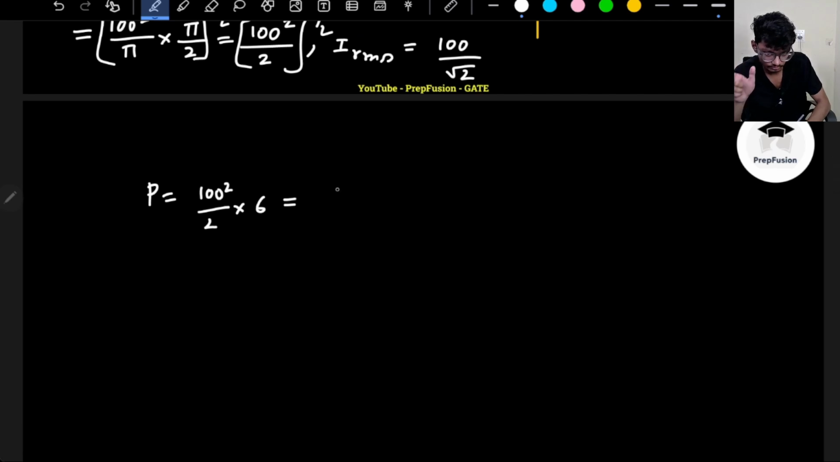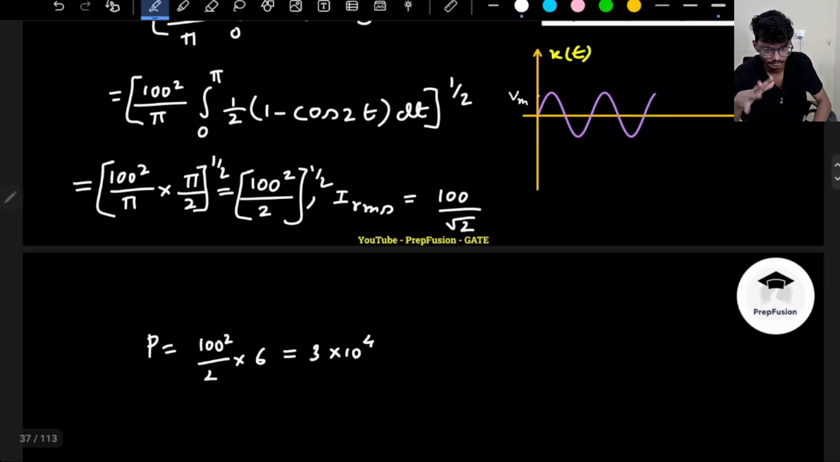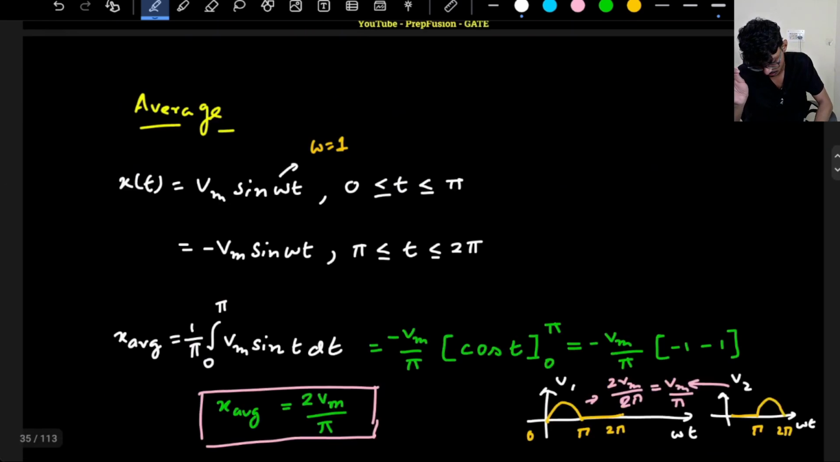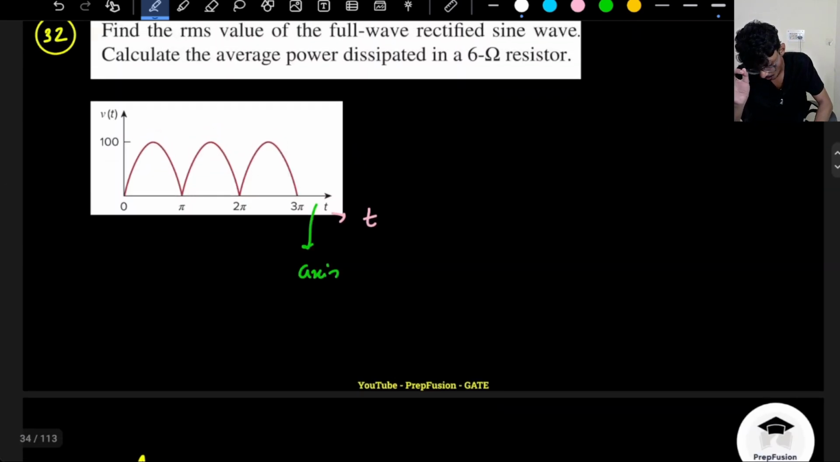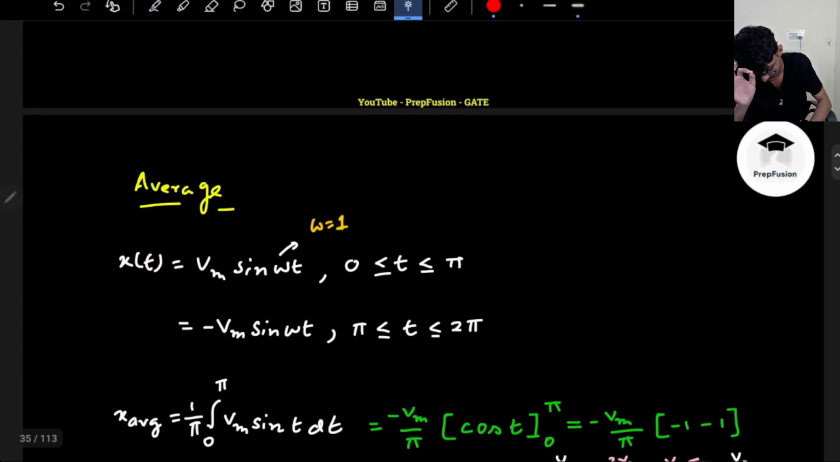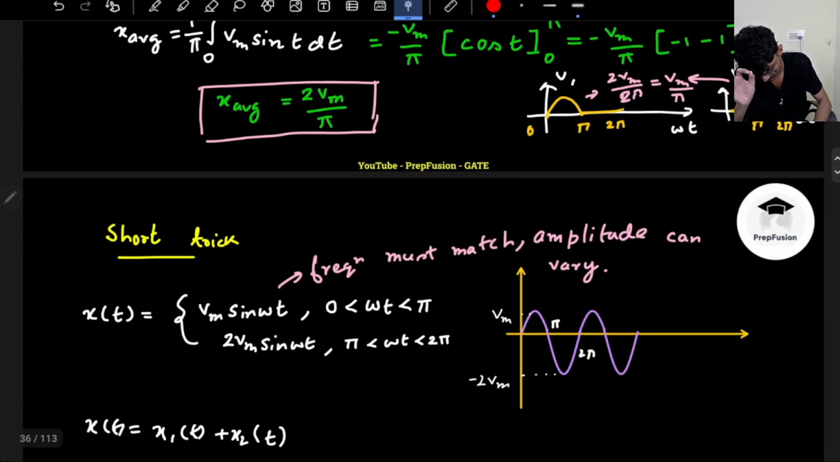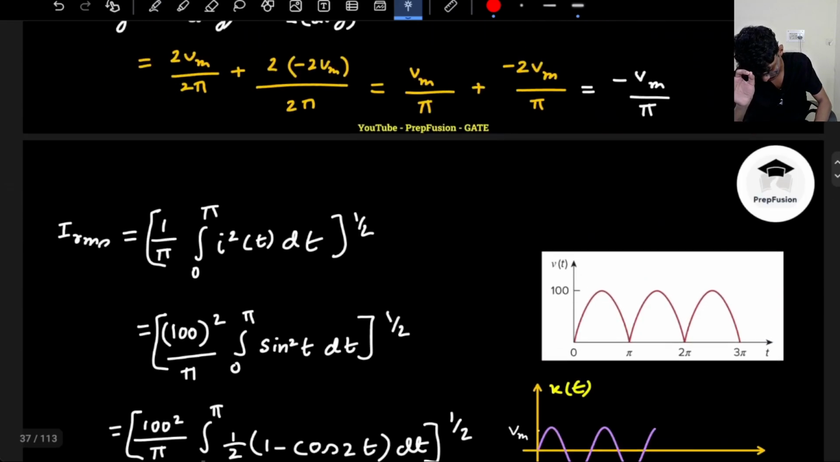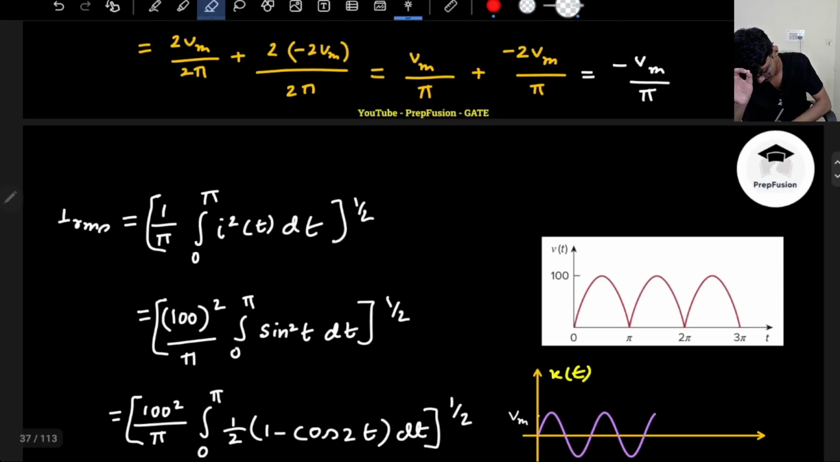So this will be 10 raised to power 4 into 3, or am I correct? IRMS is 100 by root 2 into R. Yes, it is correct only. Oh, I am extremely sorry. Actually, it is the voltage signal. This is not the current signal. It is the voltage signal. So this will be voltage.